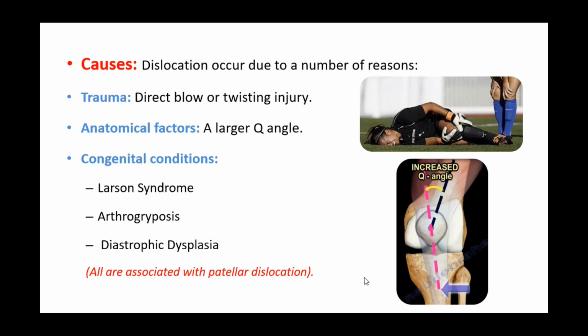Now, causes of patellar dislocation. Dislocation occurs due to a number of reasons. The very first is trauma. Any direct blow on the patella or twisting injuries, especially in sports, result in patellar dislocation.